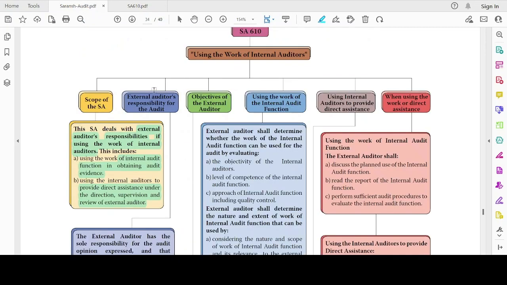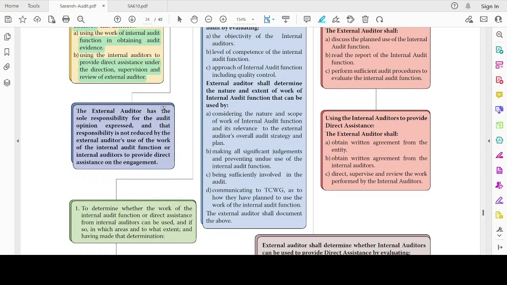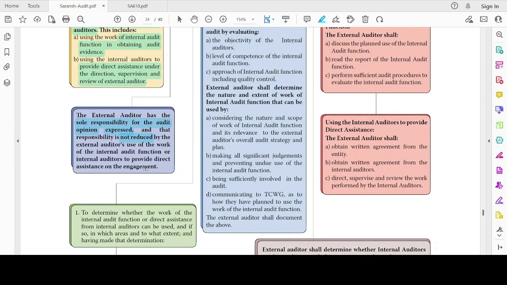Now, let's understand the external auditor's responsibility for the audit. The external auditor has the sole responsibility for the opinion expressed, and this responsibility is not reduced by the external auditor's use of the work of the internal audit function or the internal auditors to provide direct assistance on the engagement. So the external auditor continues to be responsible for the opinion he is going to express on the financial statements. He cannot pass on the responsibility to any other person. He is going to sign the document, so he is the one who is responsible.